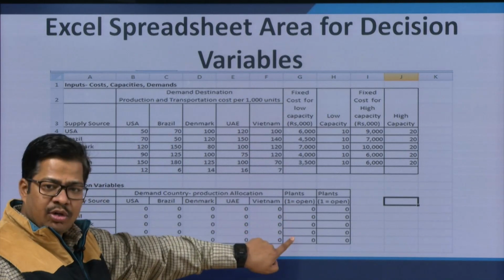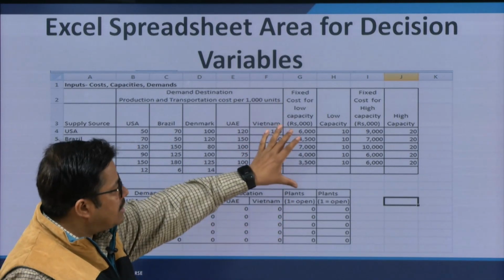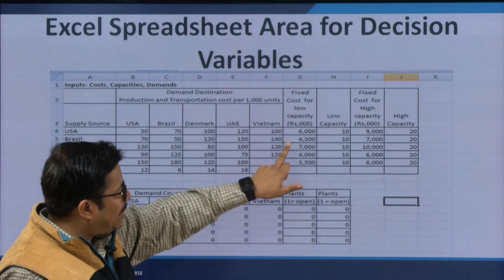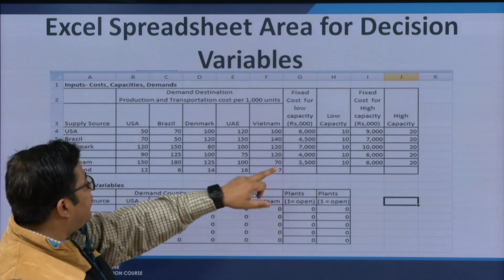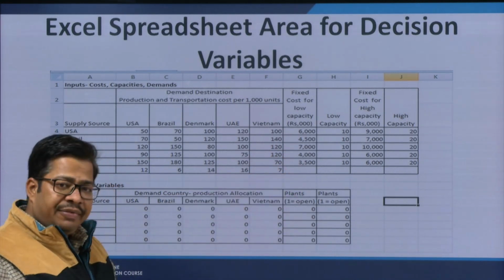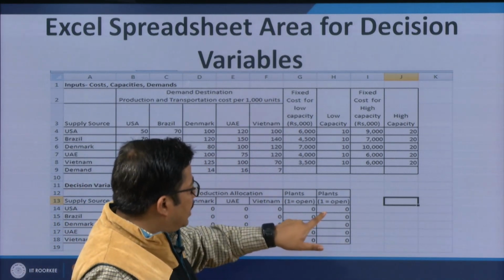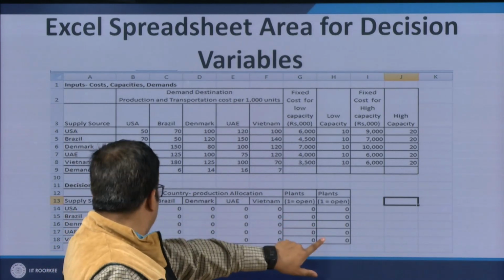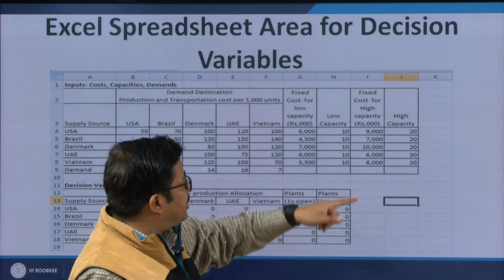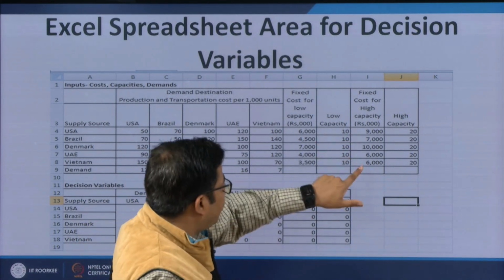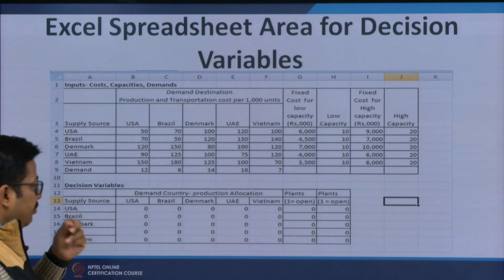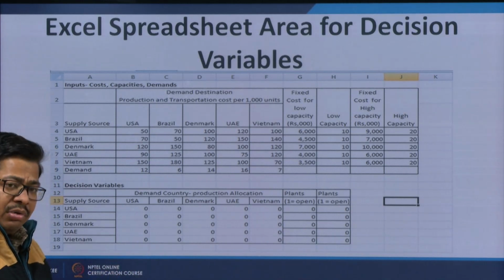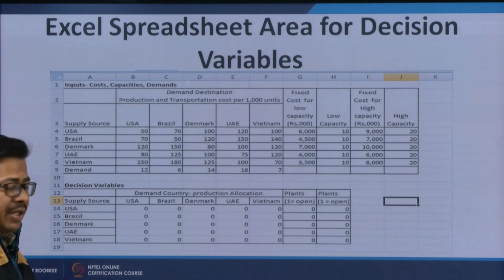if these plants are open, the cost of these plants will be obtained from the multiplication of the respective cell with the respective cell of this column G4 to G8. If a high capacity plant is open, the cost will be obtained from the multiplication of H14 to H18 with the respective values from I4 to I8. Then the cost of moving and producing a particular number of units at a particular source to a particular destination.